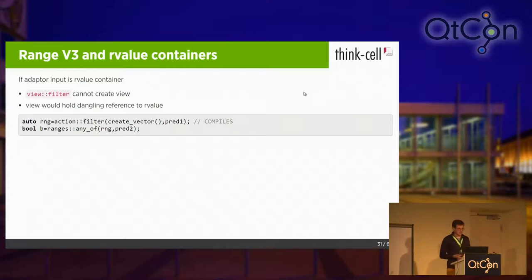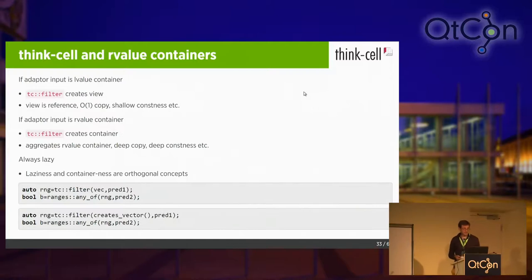So what do we do instead? Yeah, so it's not lazy anymore. What we are doing in our library is, if the adapter is an L-value container, there's just no problem. The filter is going to create a view, its reference, O of one copy, shallow constants. Now, if the adapter input is an R-value container, what filter does is it creates a container. It actually aggregates the R-value. It moves the R-value into an internal variable, into an internal member, and then it's a deep copy. It has deep constants. It's just like a container.